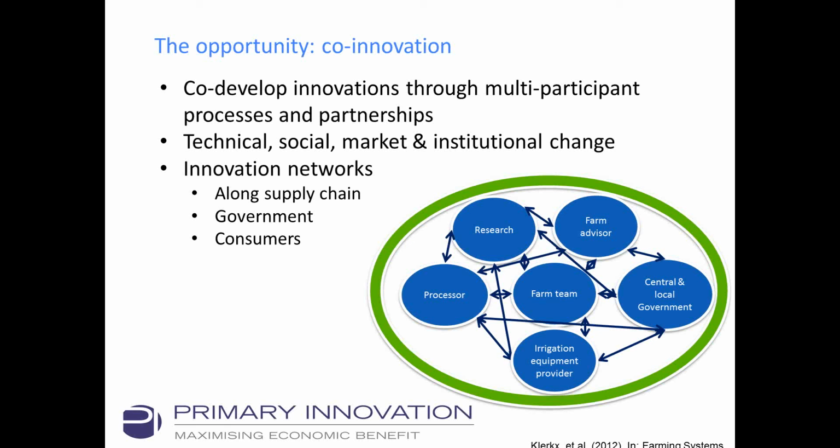And in this innovation network, these people then appear up along the supply chain, and it includes the government and potentially also consumers. They might prefer maybe in the future meat or milk from a farm that has been more efficient with its water use. Who knows what the future will look like?